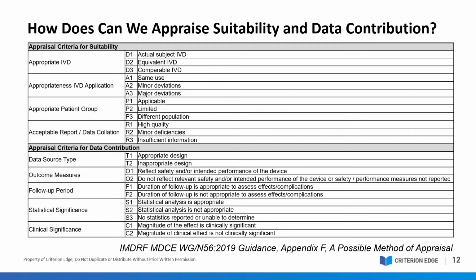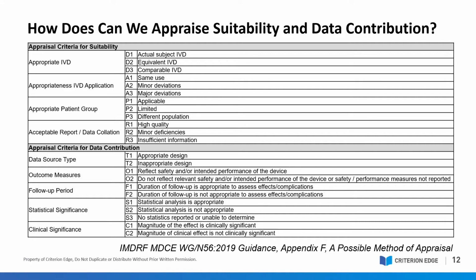So level one is data on your subject device when it's used as intended in the appropriate patient group where the study designs are of high quality. So it's basically your top tier data. That is the data that's most directly relevant and pertaining to the clinical performance of your subject device.